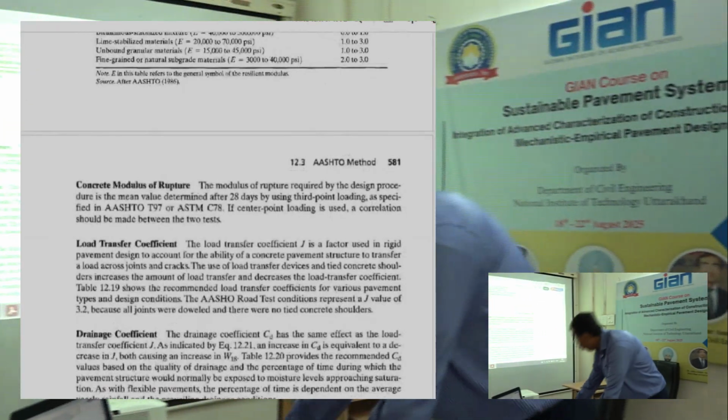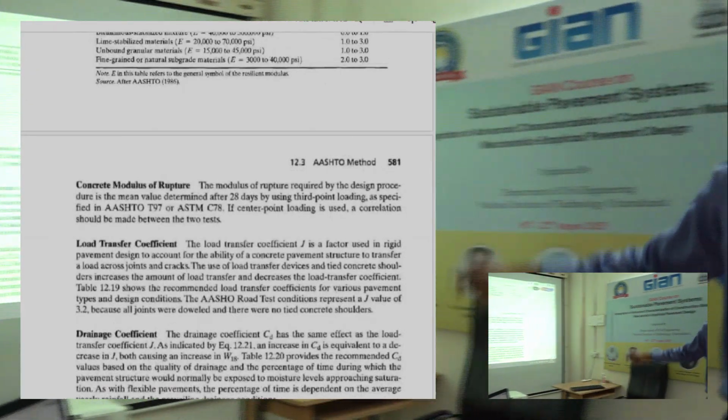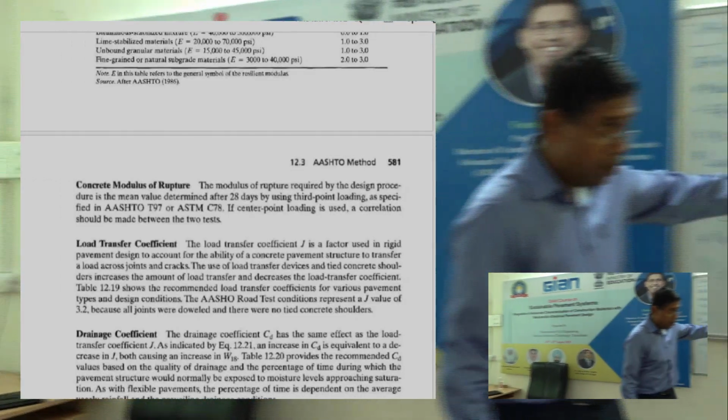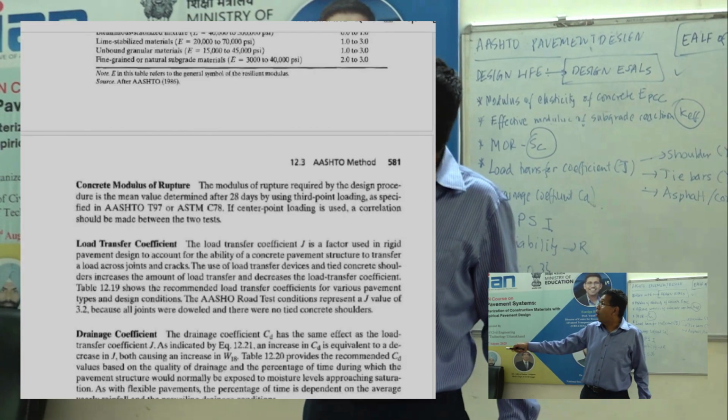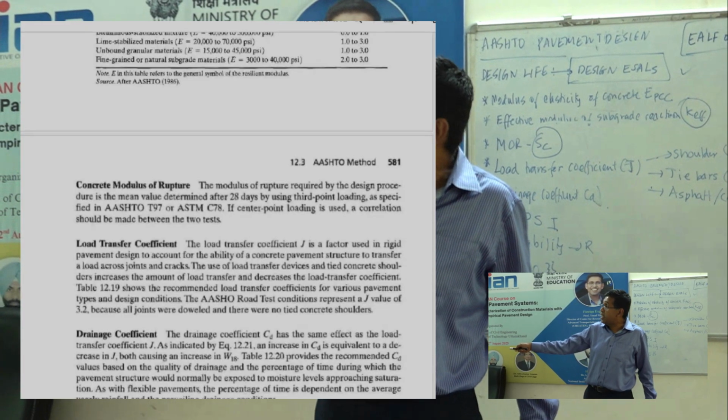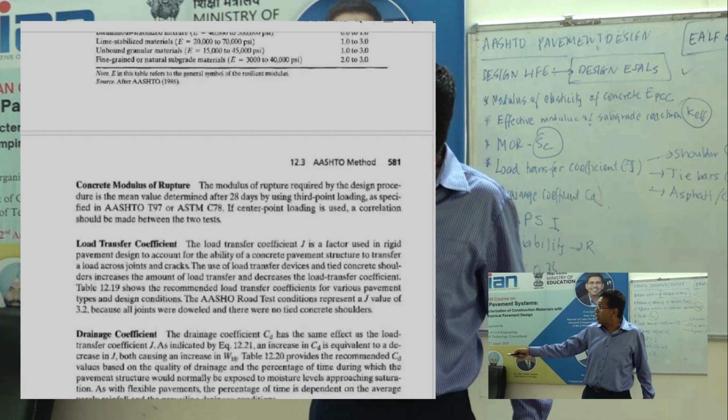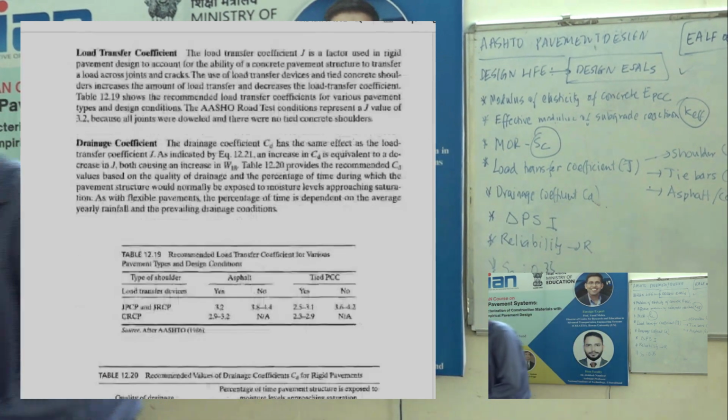Next, load transfer coefficient J. That's the one I explained to you somewhere here. Load transfer coefficient J depends on the load transfer device, tied shoulder, and then you have a drainage coefficient as well. Let's go through each of those tables.